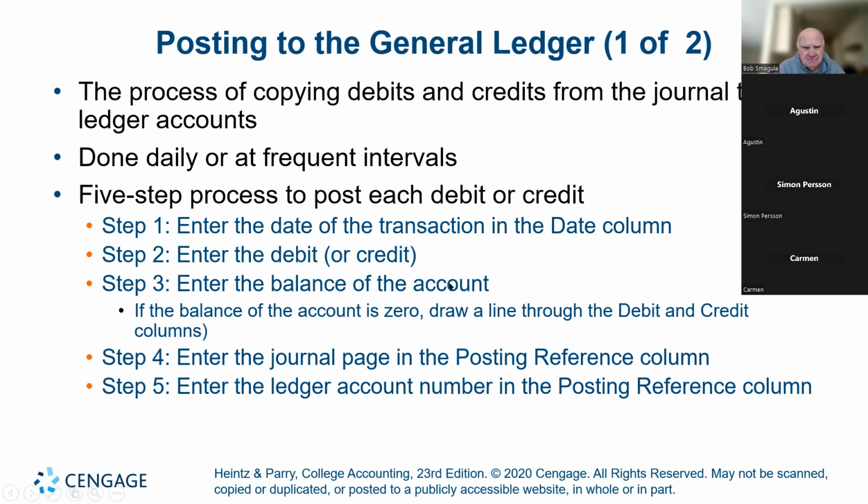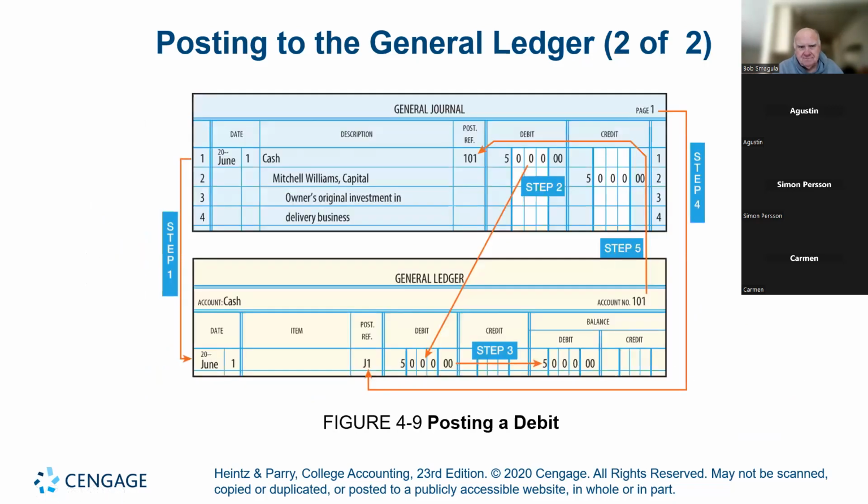You enter the date of the transaction, the debit amount, the balance, maybe a posting reference perhaps, and the ledger account. Take a look at it. Here is our general ledger. We debited cash, we credited capital, and here's the general ledger. We hit the button called post, and immediately it shot that arrow right there. $5,000 debit into the general ledger, okay?